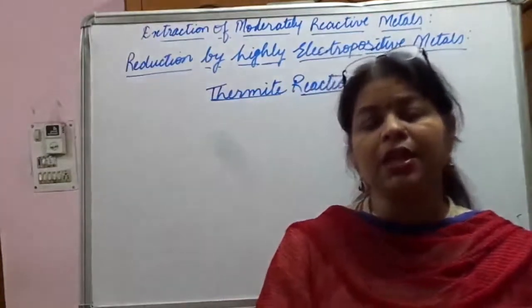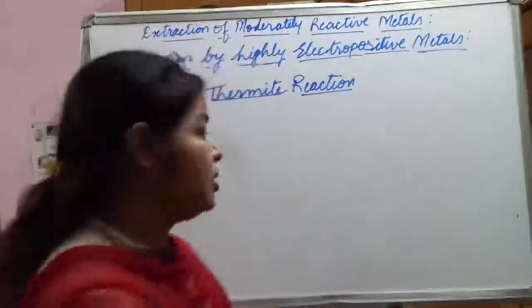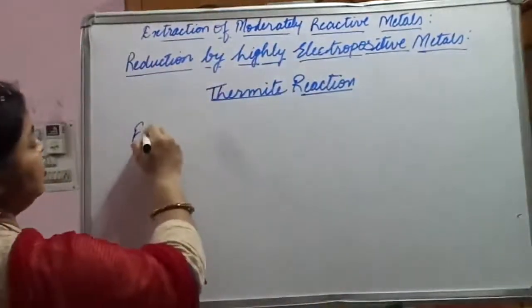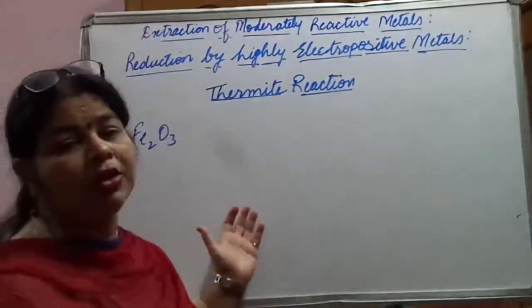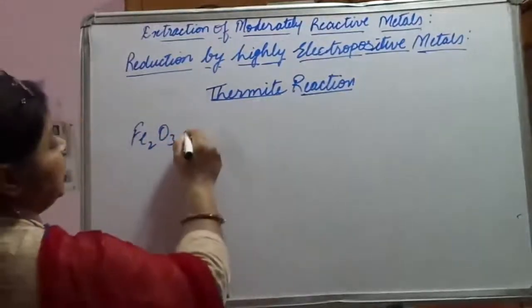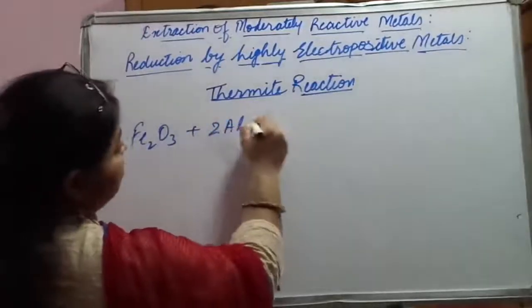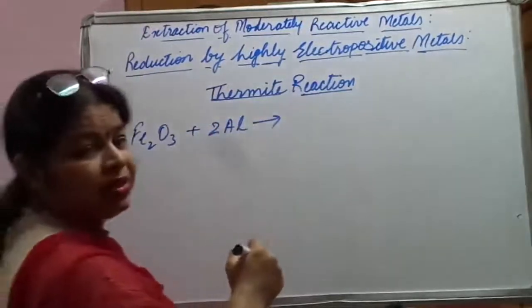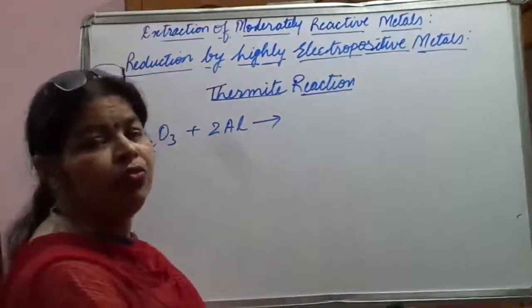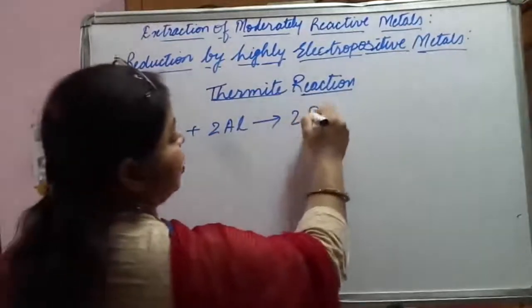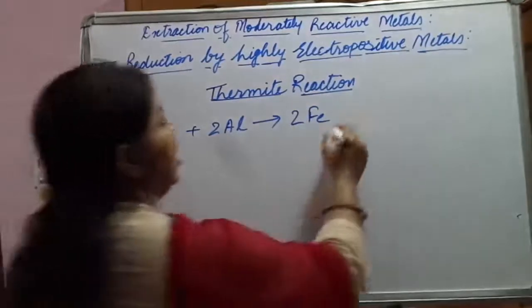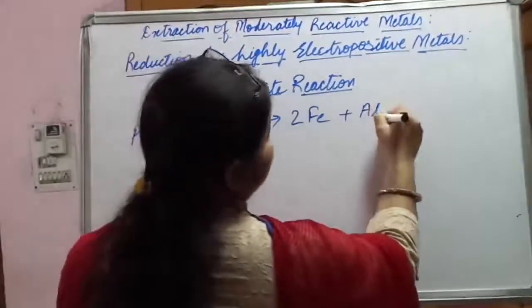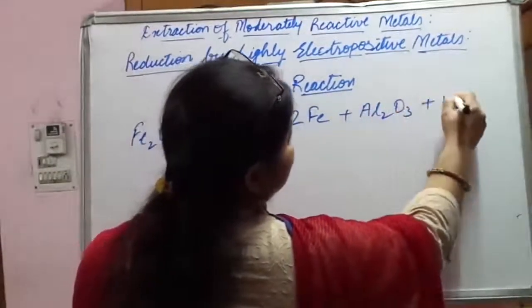So let us see again the reaction, how it happens. Fe2O3, ferric oxide, plus aluminium. The reaction takes place when we heat it, and then what do we get? 2Fe, iron, in which state? Molten state, and Al2O3 plus heat.